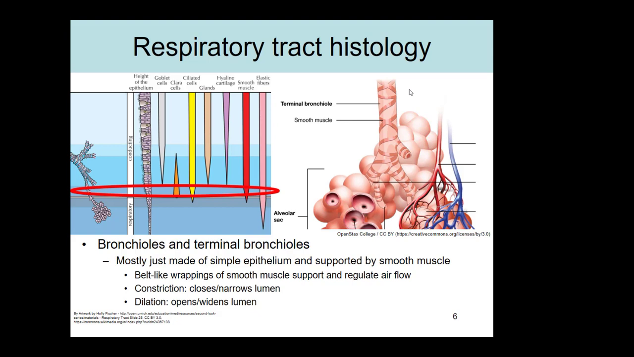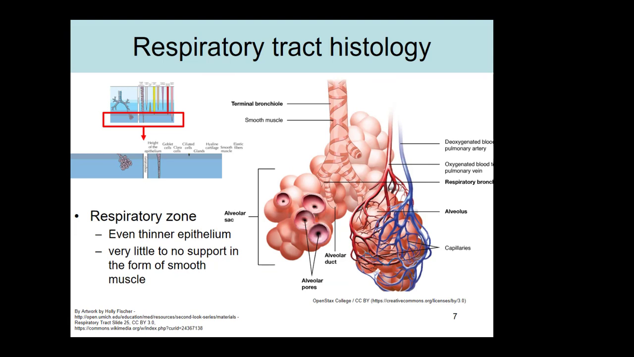When that smooth muscle dilates, the lumen of the bronchioles and terminal bronchioles will open back up. And so we can regulate airflow to the alveoli by controlling the smooth muscle. Once air leaves the terminal bronchioles, it's now entering into the respiratory zone. The respiratory zone is composed of the respiratory bronchioles, the alveolar ducts, and the alveoli themselves. All of these structures can actually participate in gas exchange, which is why they're considered part of the respiratory zone.